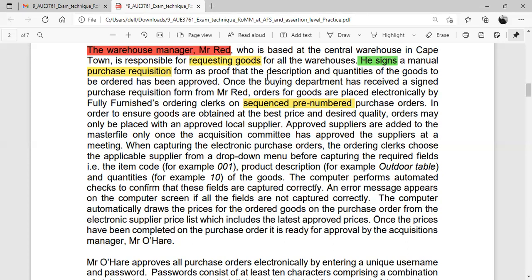You are testing the control to ensure that the system will really give you an error message that says a particular field has not been captured correctly. So that's you then testing the control. This is how you test controls, guys. You don't test controls which are not there in the system. You look for controls in the system and you test those controls.